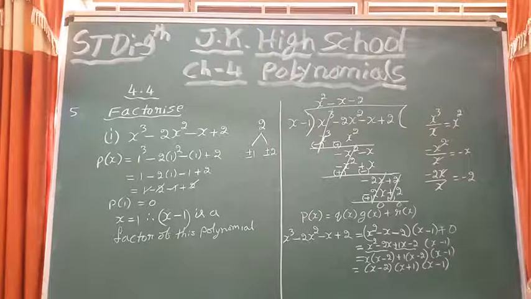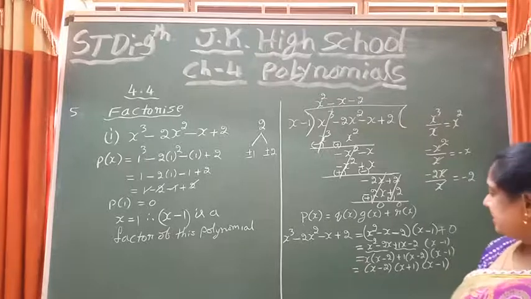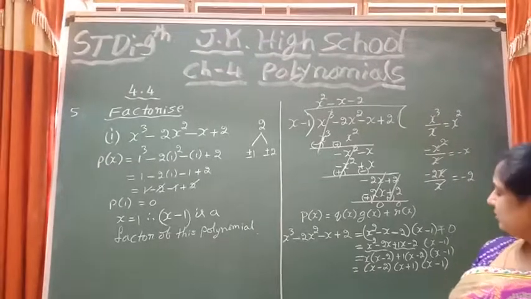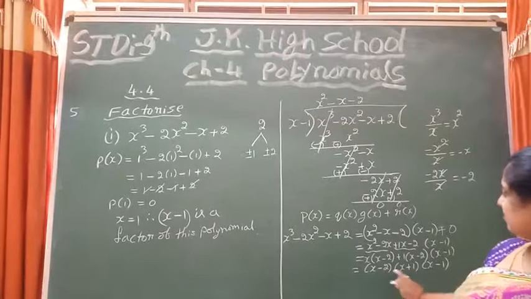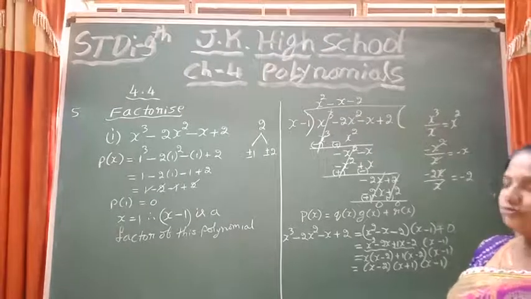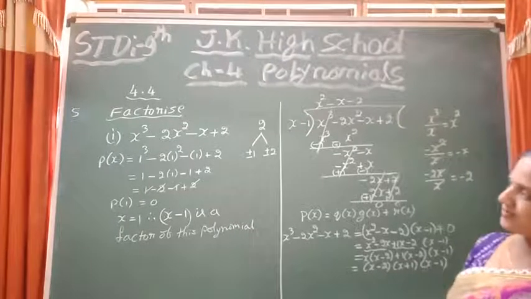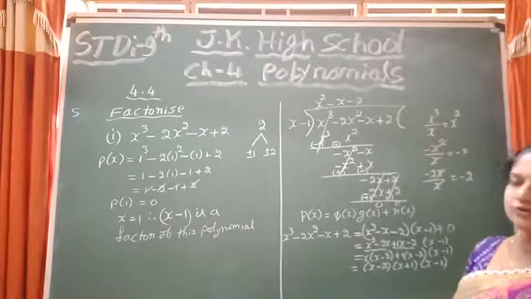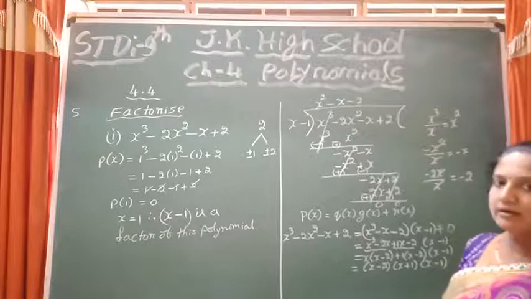If it is a quadratic polynomial, you are going to get 2 factors. If the polynomial is a cubic polynomial, you are going to get 3 factors. So here you got x minus 2, x plus 1, x minus 1 as the factors of this polynomial. Children, this is the way of finding the factors of a cubic polynomial. Children, copy down now.